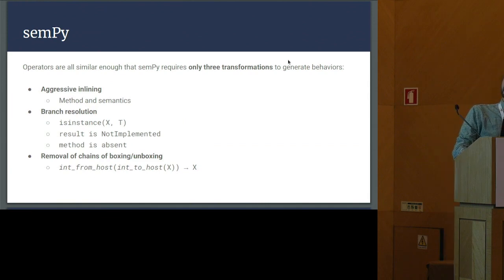And the neat thing is that semPy can do that only using 3 simple transformations, and it works with those 3 transformations for all operators. It does aggressive inlining of all method calls and semantics. For example, that call of length inside truth we've seen earlier, it inlines it. It does branch resolution. Since it has type context, it can remove type checks, check that a result is not implemented, and check that a method is not absent. And finally, it can remove those redundant boxing and unboxing at the end.